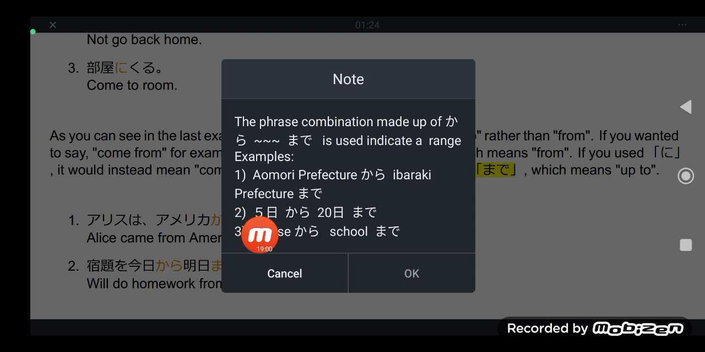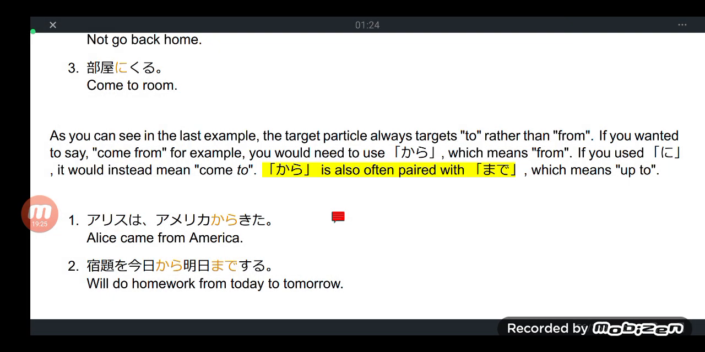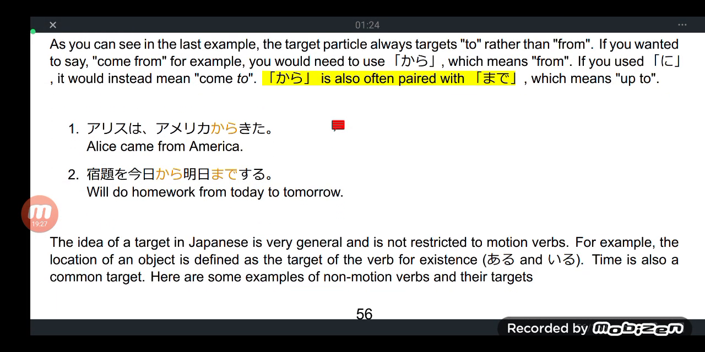Then Itsuka kara Hatsuka made. Itsuka kara Hatsuka made. 5th day of the month up to the 20th day of the month. House kara school made. Ie kara gakkou made. So it's always a range. Kara blah blah blah made always indicates a range. So it's a different thing.